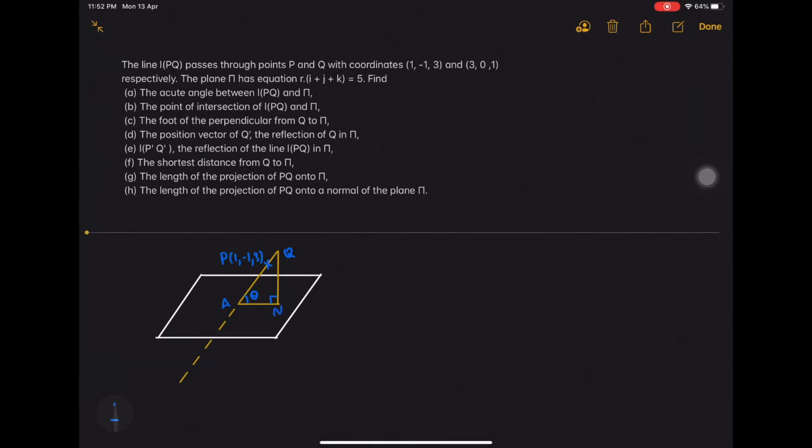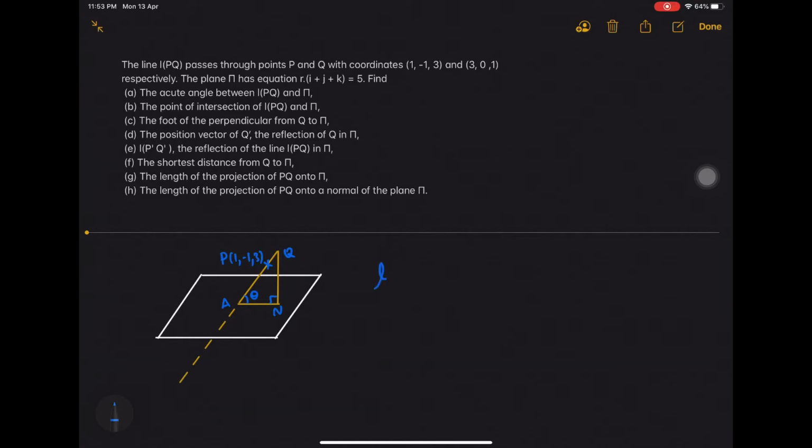So this will be my N, and it's lying on the plane. You can see that QN is a straight line making a perpendicular to the plane. So we're going to find the coordinate of N, or ON. To do that, we need to have the equation of the line QN.